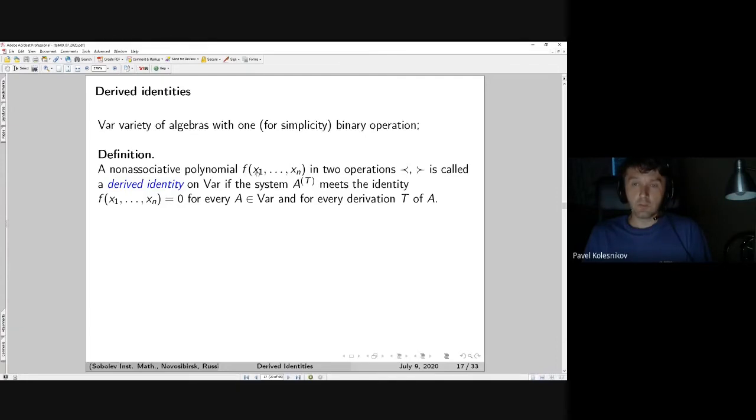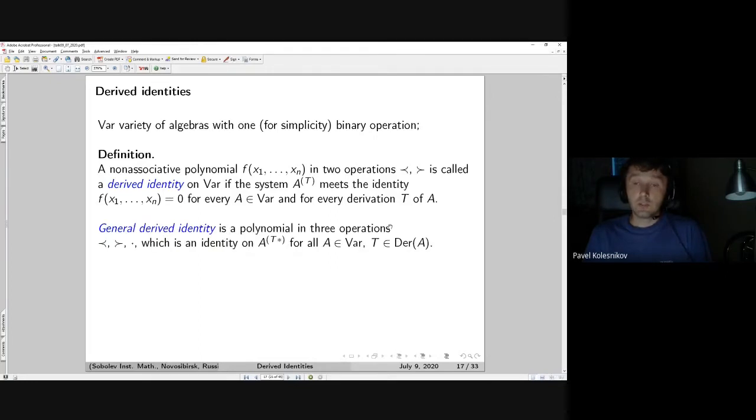in formal variables x1, ..., xn with two operations, left and right. We would say this polynomial is a derived identity on the variety var if every system of the type A sub t obtained from an arbitrary algebra A in var and with arbitrary derivation t of that algebra A satisfies the identity f equals 0. So for every x from A, the value of the polynomial would be 0 on A.